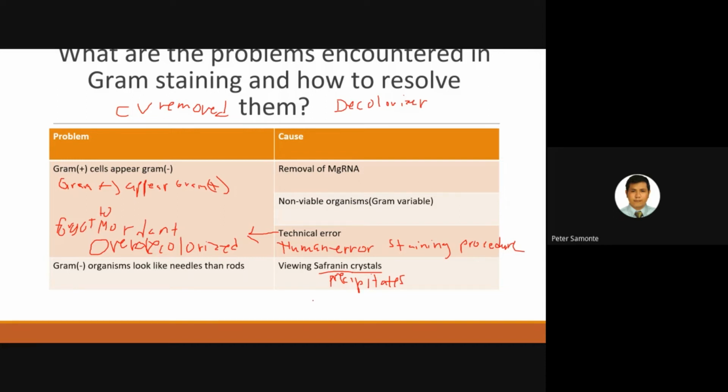Di pa ako nakaka-encounter ng ganito, class. Ang na-encounter ko pa lang, if I recall, was carbolfuchsin na crystals. Mukha silang walis-ting-ting. Ganun-ganun itsura. Parang ganun. At nung safranin crystals, I haven't encountered. Siguro ganyan din ang itsura niya.